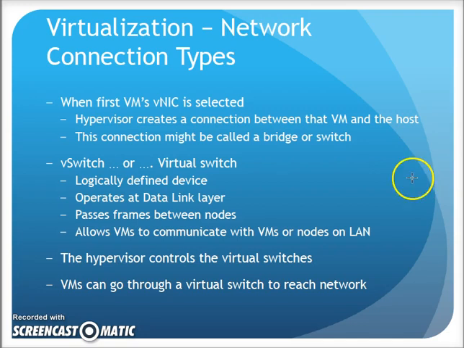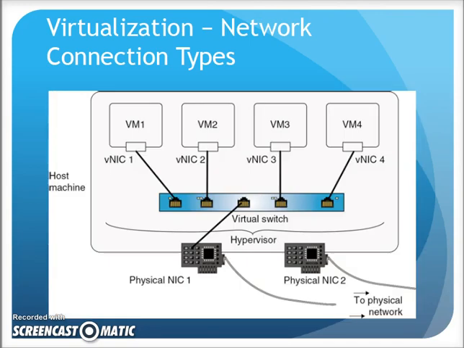So it is almost like a switch built into the system that would allow these virtual machines to connect to the switch and actually connect to the physical NIC on the box. It's a logically defined device, operates at the data link layer, passes frames back and forth, allows virtual machines to communicate with each other and or the LAN, and then the hypervisor is going to control this virtual switch. I think they even have a picture in the book of that for you.